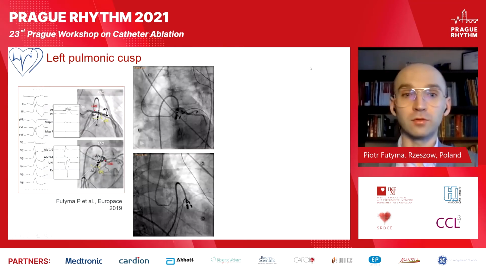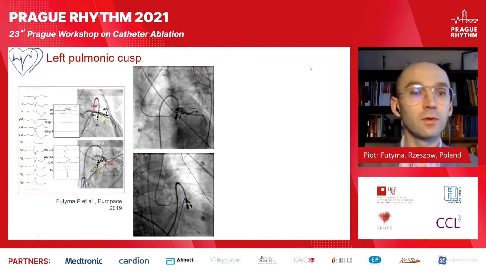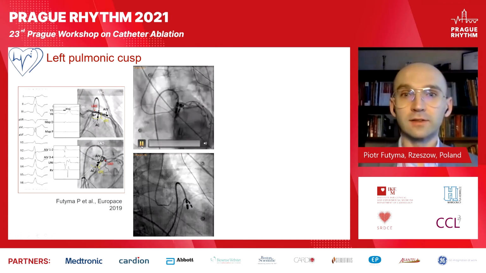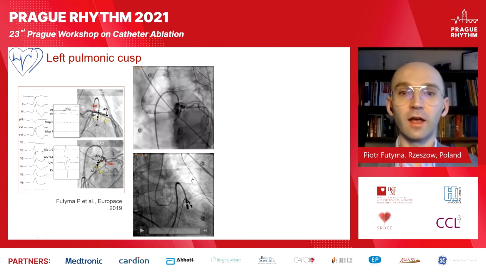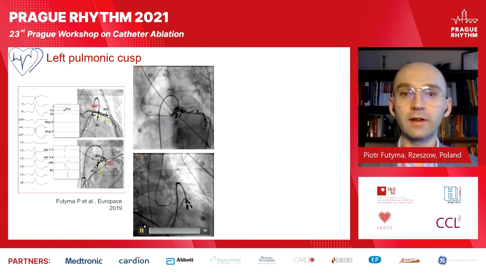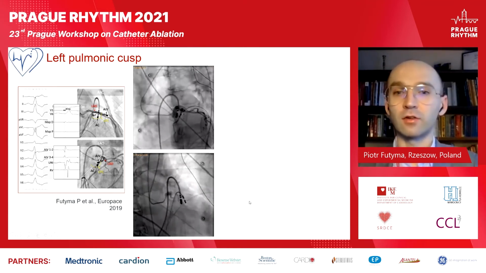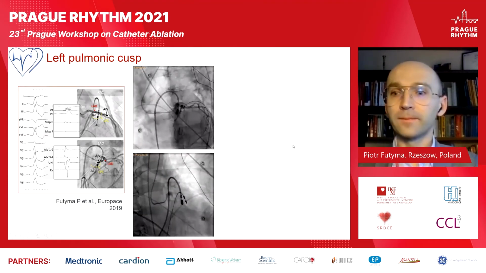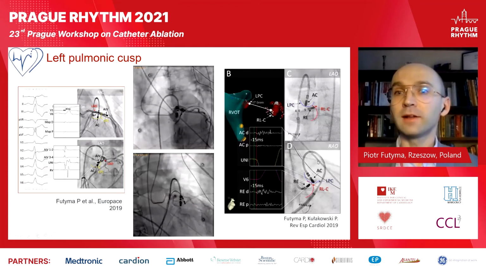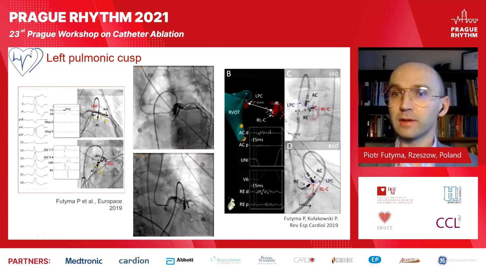If we are unable to provide such conditions, we can think of a nearby anatomical structure, which is the left pulmonic cusp. You can see here in LAO view that it is very close to this catheter located in the anterior interventricular vein. Here is another projection, aerial view. You can see that both catheters are very close to each other.